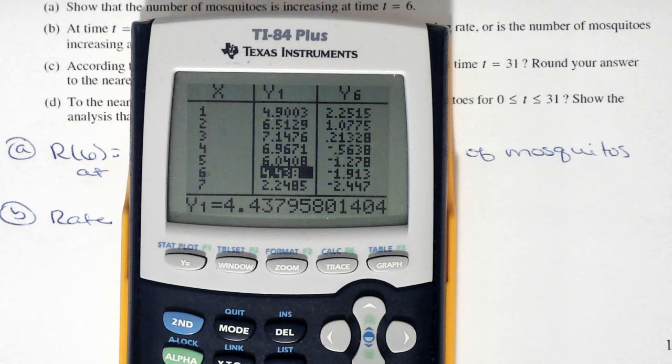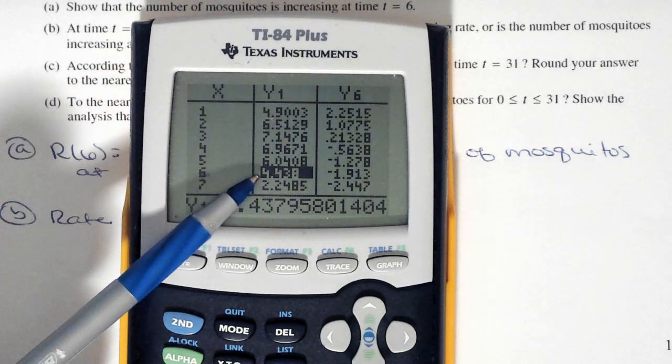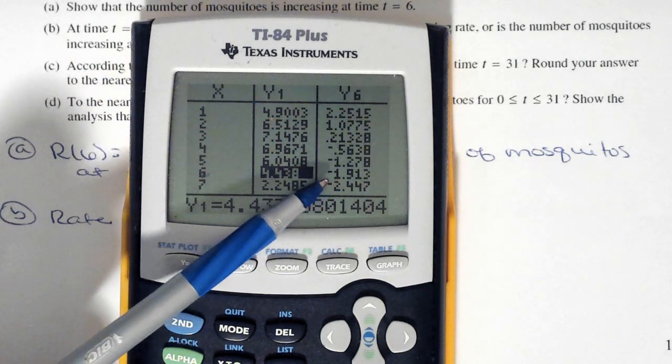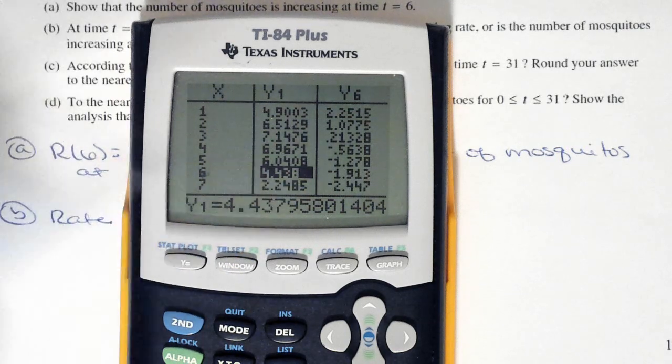You know that the number of mosquitoes is increasing, true? Because this is positive. Yeah. At a decreasing rate, just because acceleration is negative. You're not comparing the signs, because that would be speeding up or slowing down. Okay.